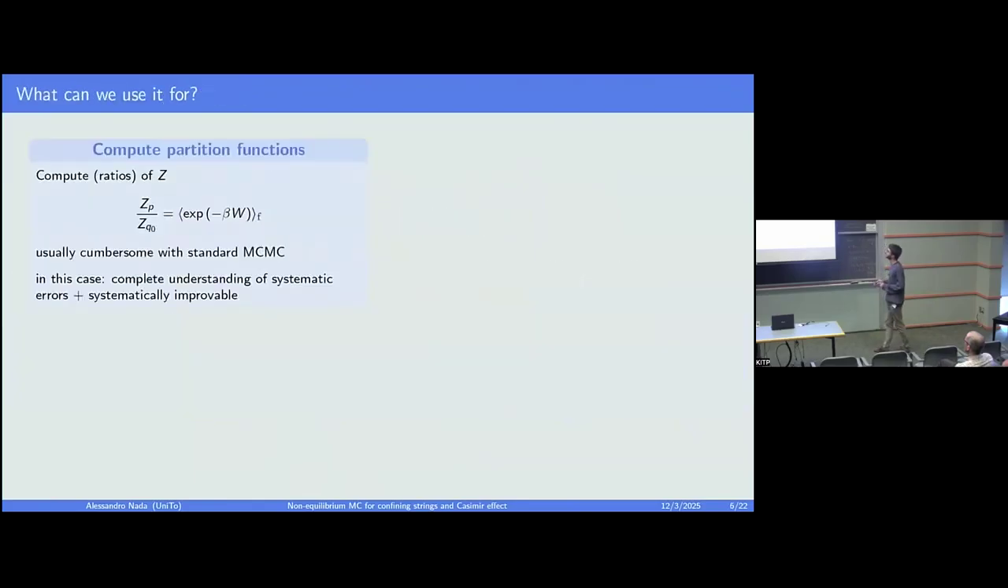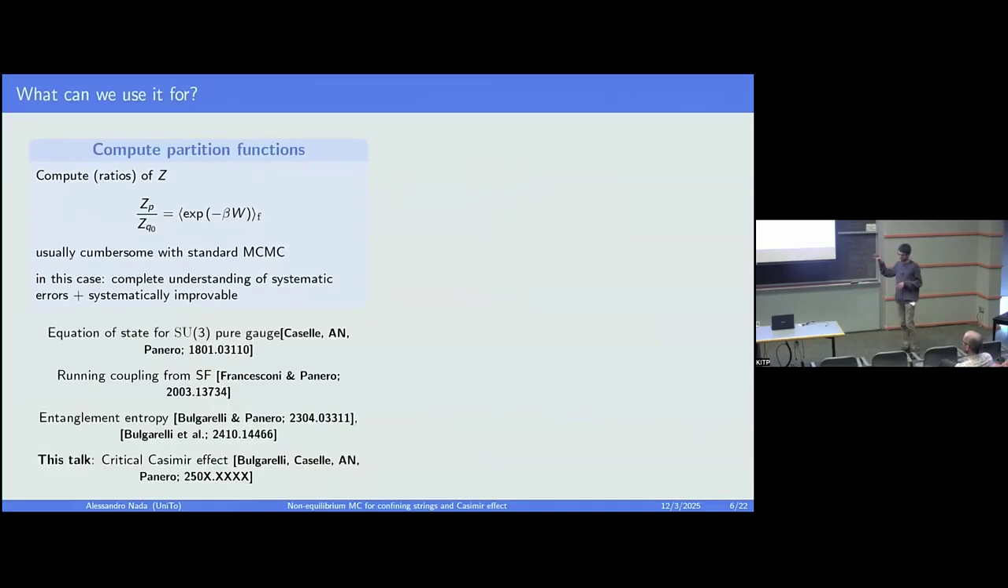Okay, so let me tackle the two problems and two issues I mentioned before. Partition functions, so we can definitely use this. And I will also show you how we can actually systematically improve this. And there has been quite a lot of work, especially from the group in Turin, about this. This is almost a decade old. This was essentially my PhD thesis. The equation of state for SU(3) pure gauge in 4 dimensions, because of course from the free energy you can get the pressure. The running coupling from the Schrödinger functional, entanglement entropy, this has been worked on by Andrea and Marco lately, through the replica trick. And in this talk, we talk about the critical Casimir effect.